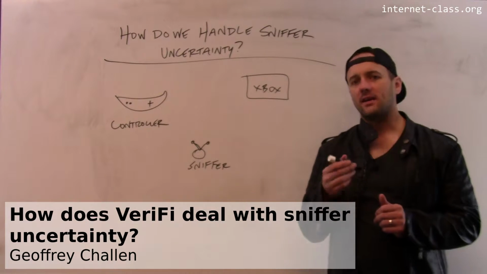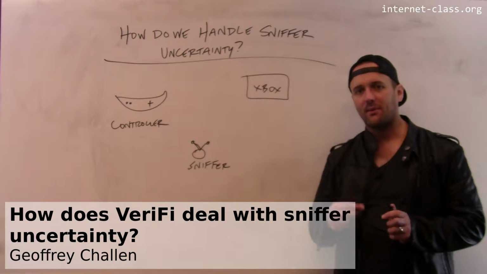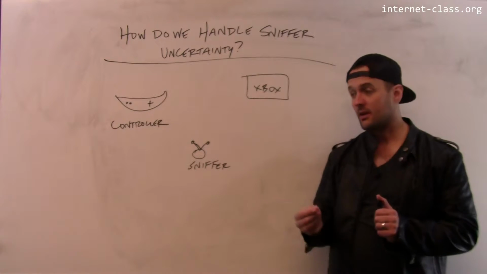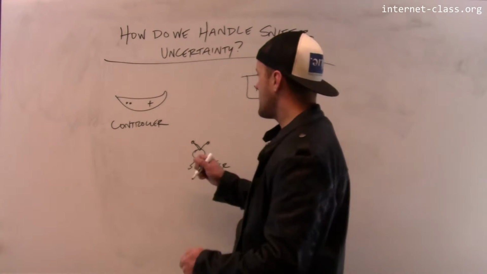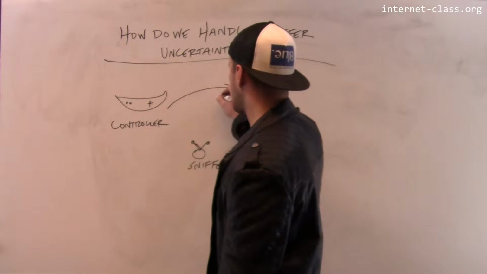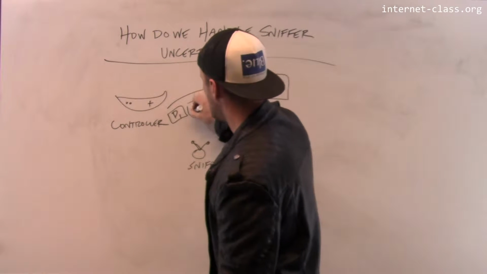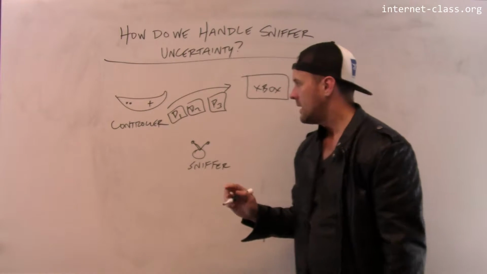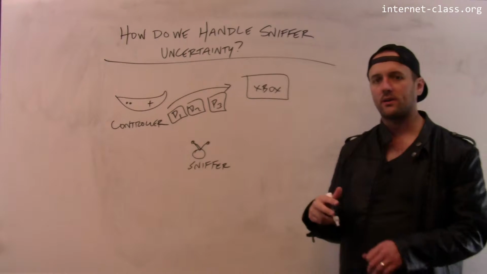To accurately verify wireless protocols using a sniffer, I have to be able to address the uncertainty introduced by the sniffer. What do I mean by this? So let's say that the controller sends 3 packets back to the Xbox base station, P1, P2, and P3. Now, the sniffer does not have a perfect view of the wireless environment.